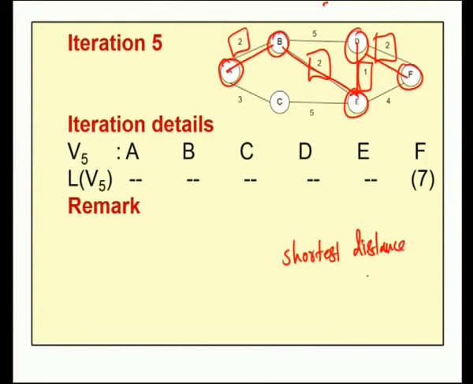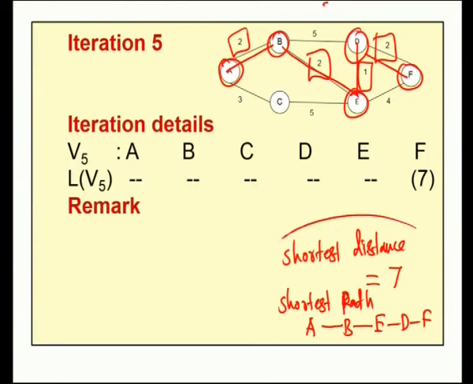Shortest distance from node A to node F is 7, and the shortest route, the shortest path, is: we start from node A to B, then B to E, E to D, D to F. So, for the given problem, the shortest distance is 7 and the shortest path is A to B, B to E, E to D, D to F.